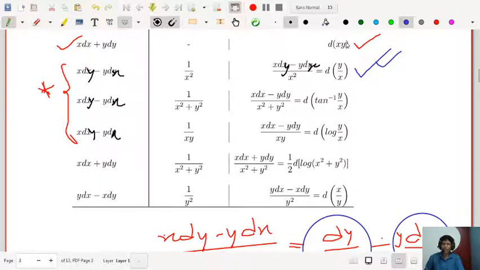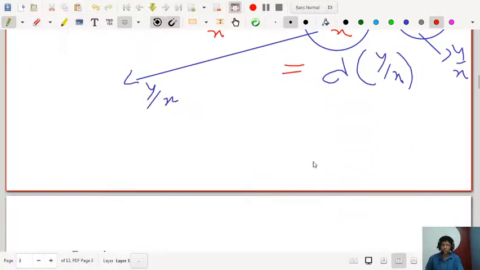So next one is 1 by x square plus y square, the integrating factor. For the same expression, you have different integrating factors. First one 1 by x square, now you have 1 by x square plus y square. If you multiply this equation with this integrating factor, you will get this differential d of tan inverse y by x. How did you get this? Let me show you once again.